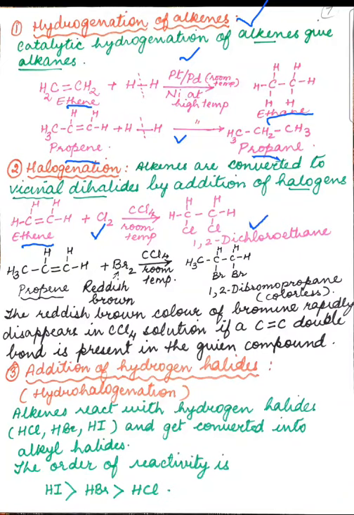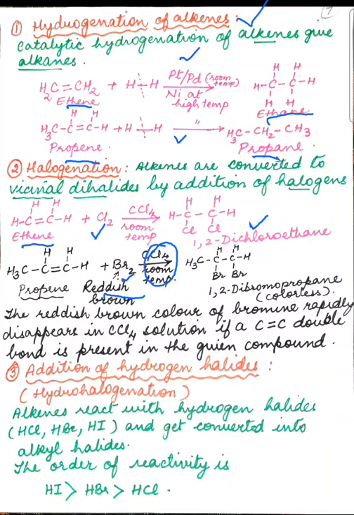Propene adds bromine to form 1,2-dibromopropane. The reddish brown color of bromine disappears in CCl4 solution. So if a carbon-carbon double bond is present in the given compound, this test is carried out. It is a test for unsaturation. Next, that is the iodine. Iodine generally fails to react.